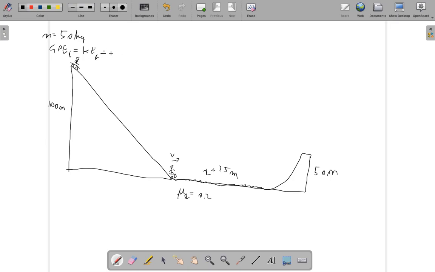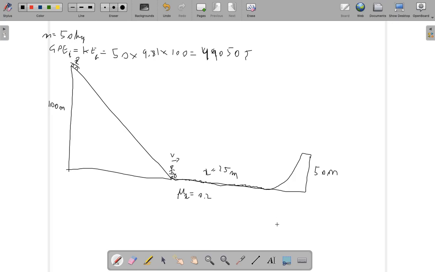Now from our potential energy formula, we know it's just mgh. Our m is 50, our g is 9.81, and our height is 100 meters. Let me just plug these numbers in real quick. So 50 times 9.81 times 100 gives us 49050 joules. So this is his initial potential energy, and also the kinetic energy that he has once he enters this rough region over here.